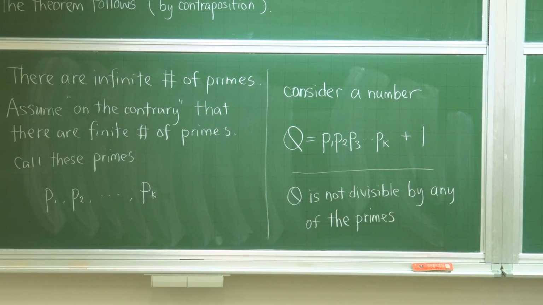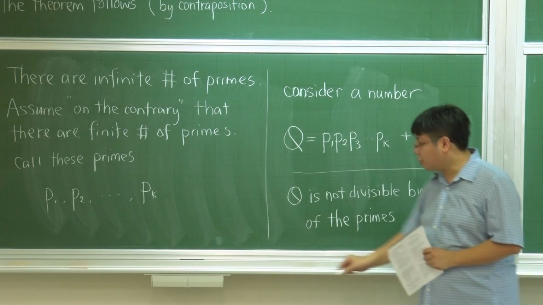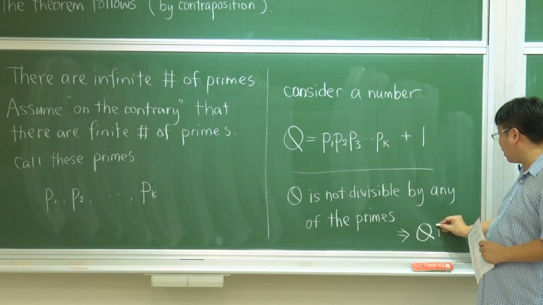If Q is not divisible by any of the primes, then what are the prime factors of Q? It doesn't have any prime factors from all the known primes. We have listed all the known primes, and there is no prime factor. So what does it mean? It means that Q has to be a prime, right? Is that okay? Q cannot be divisible by any of the known primes. Q has no known prime factor. So it implies that Q has to be special. Q is a prime.